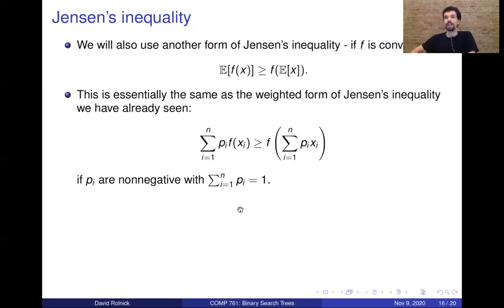So we're going to use this form of Jensen's inequality, and we're going to use the hockey stick identity to prove something cool next time.